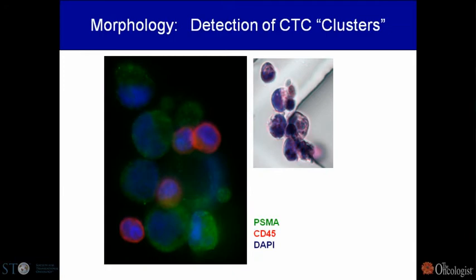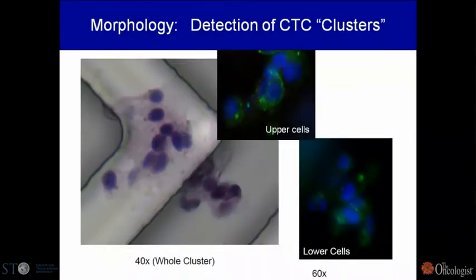We don't see them only in patients who have lots and lots of CTCs. It's not correlated with the number of CTCs, but we find them in prostate cancer. We find them in lung cancer. And it raises this fascinating question.